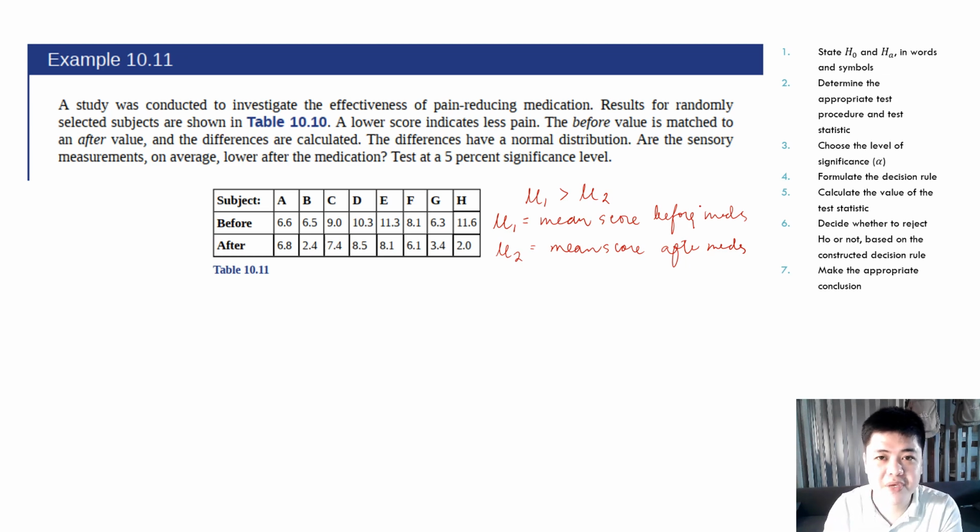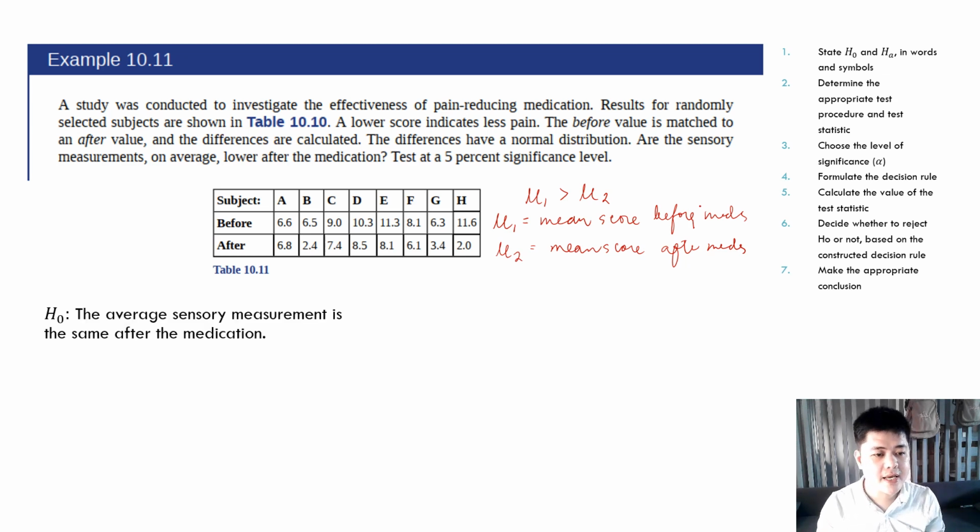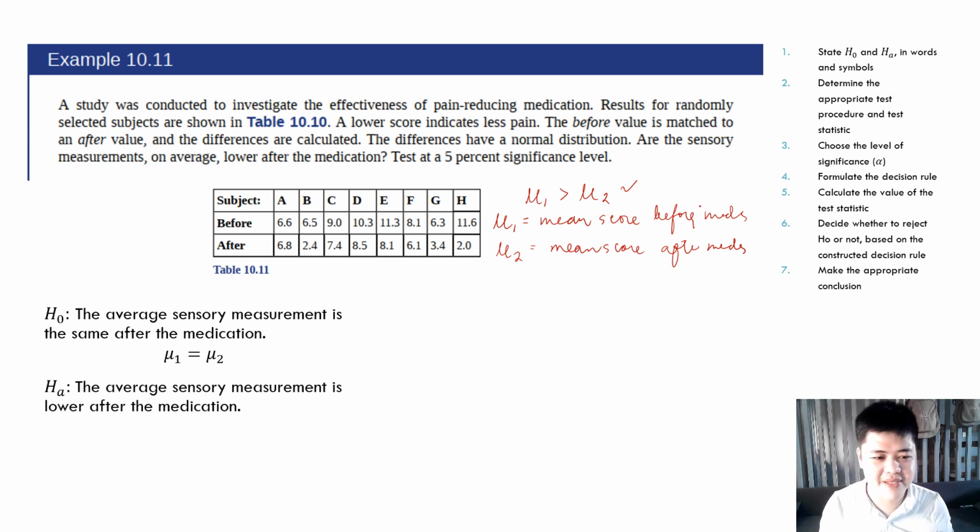So, our null hypothesis. We will just be assuming na equal muna sila, kasi no difference, hindi effective, hindi na-lower ng medication yung pain. So, the average sensory measurement is the same after the medication. Ibig sabihin, mu sub 1 is equal to mu sub 2. On the other hand, for the alternative, kung napa-lower nung medication yung pain, then the before measurement should be greater than the after measurement. So we have this one.